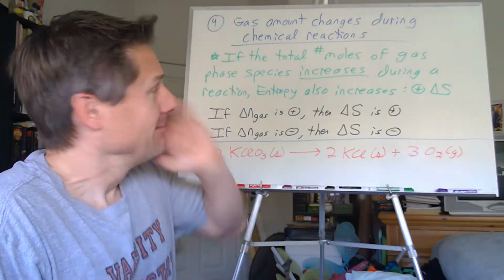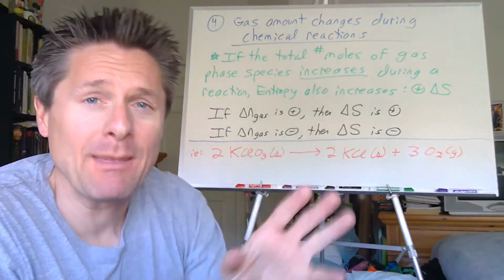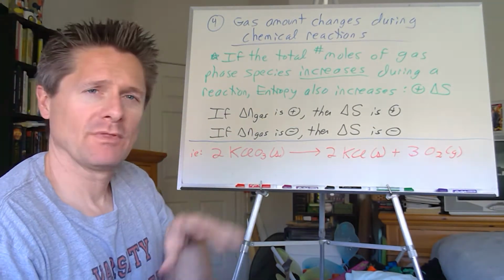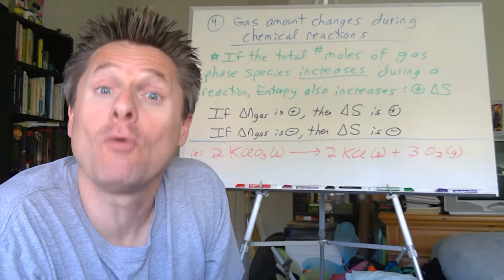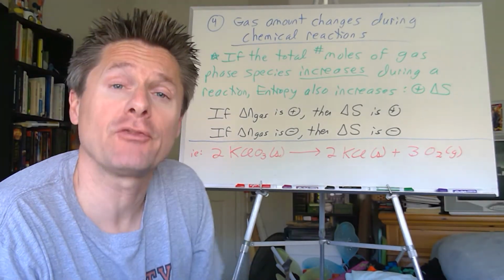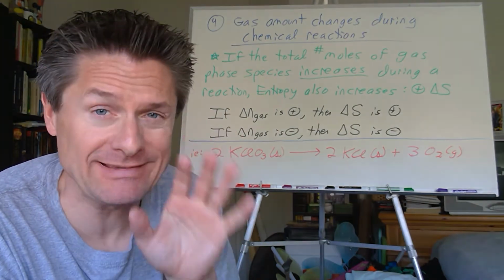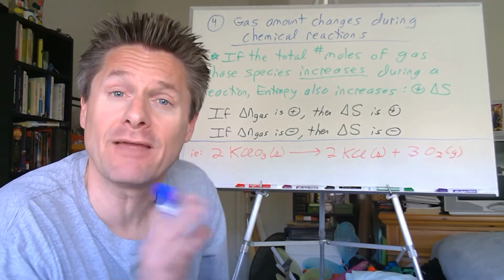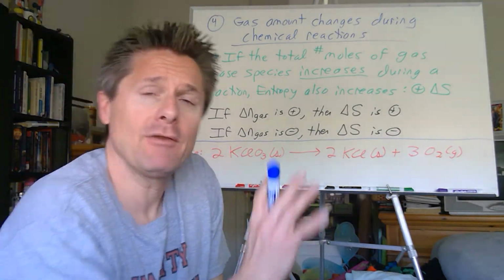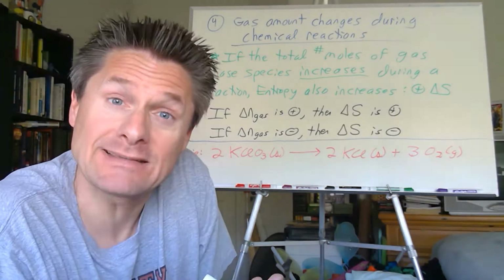All right. This one, there's a lot of overlap between these. If we have a chemical reaction this time, the first thing you want to focus on is, are the number of moles of gas changing? So you look at the total number of moles of gas phase. It doesn't matter if it's a solid or liquid. It matters if it's a gas. Look at the total number of gas phase species on the reactant side, on the left-hand side of the arrow. Compare that to the total number of gas phase species on the product side, on the right side of the arrow.